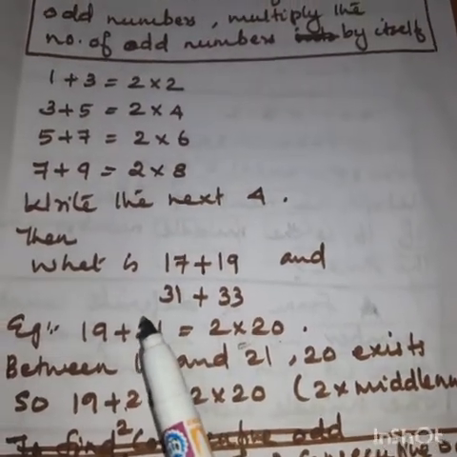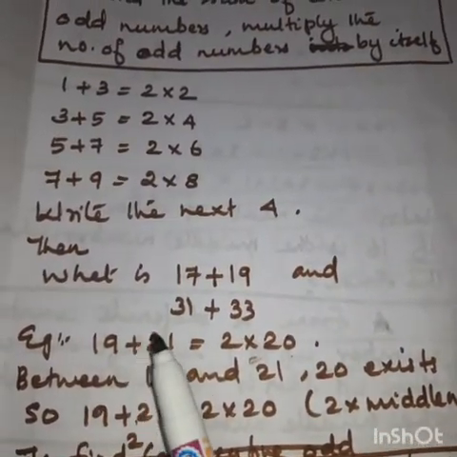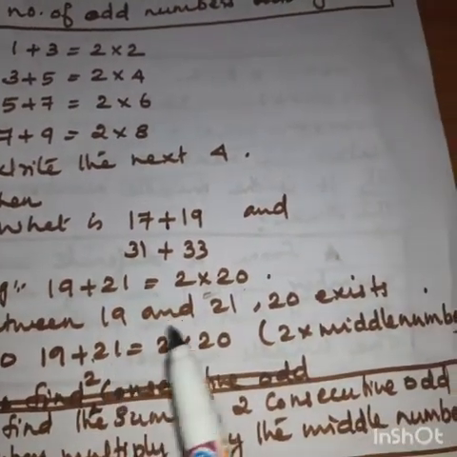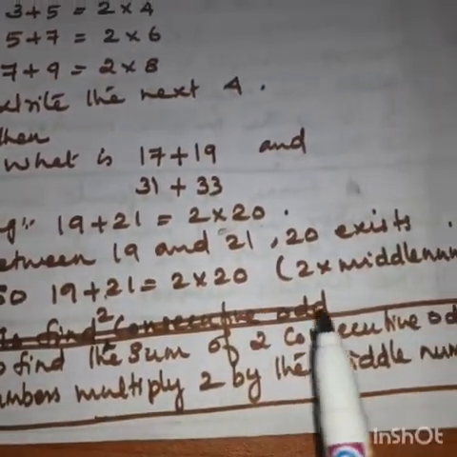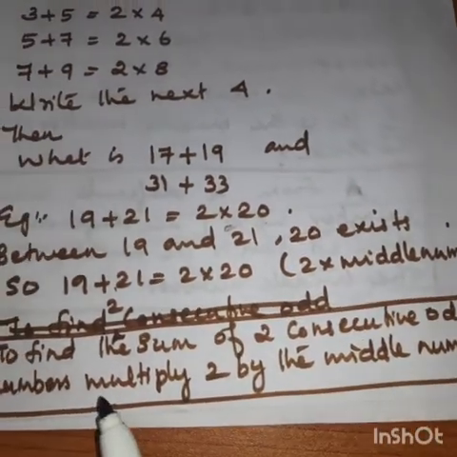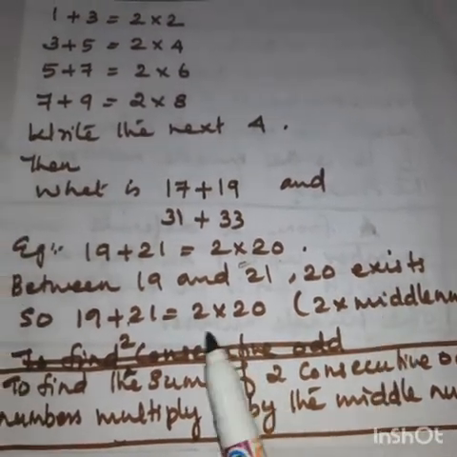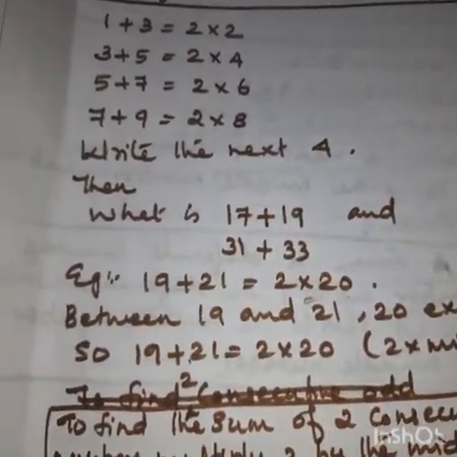There is an even number 20. So 19 plus 21 is equal to 2 into 20. That is 2 into the middle number. To find the sum of two consecutive odd numbers, multiply 2 by the middle number between the 2 consecutive odd numbers.